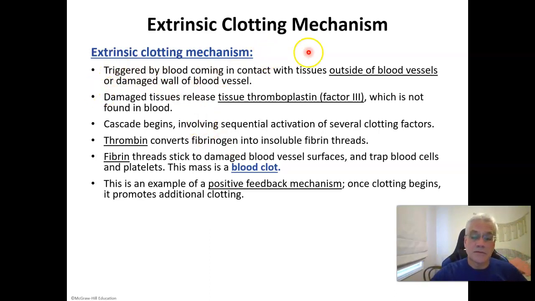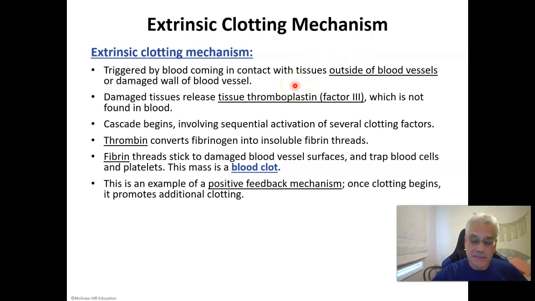So, the first of the mechanisms that we'll talk about is called the extrinsic clotting mechanism, or extrinsic coagulation mechanism. This begins with damage outside of the blood vessels. That means you have to damage, like the slide that had the knife slicing in. That's how this mechanism gets going.